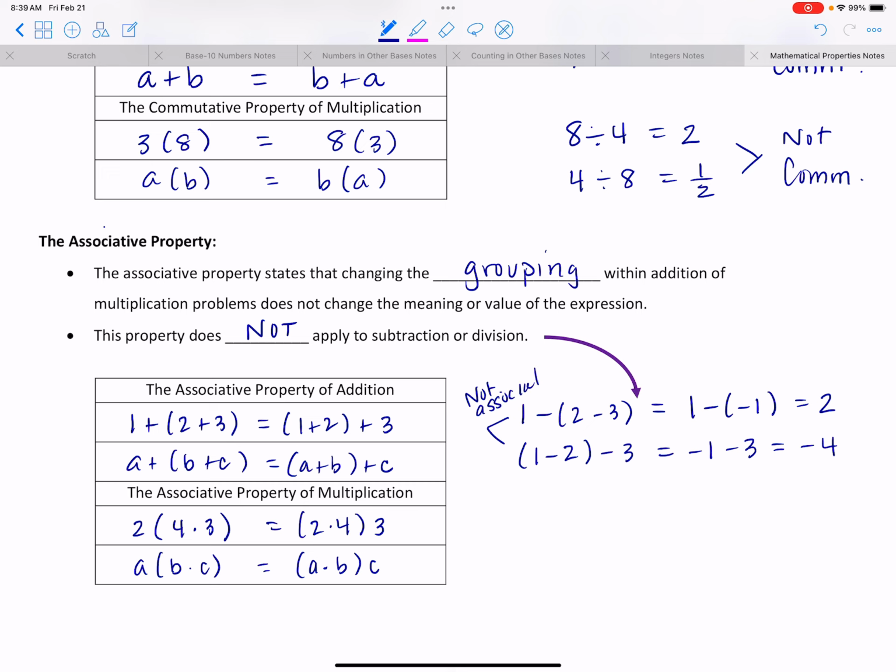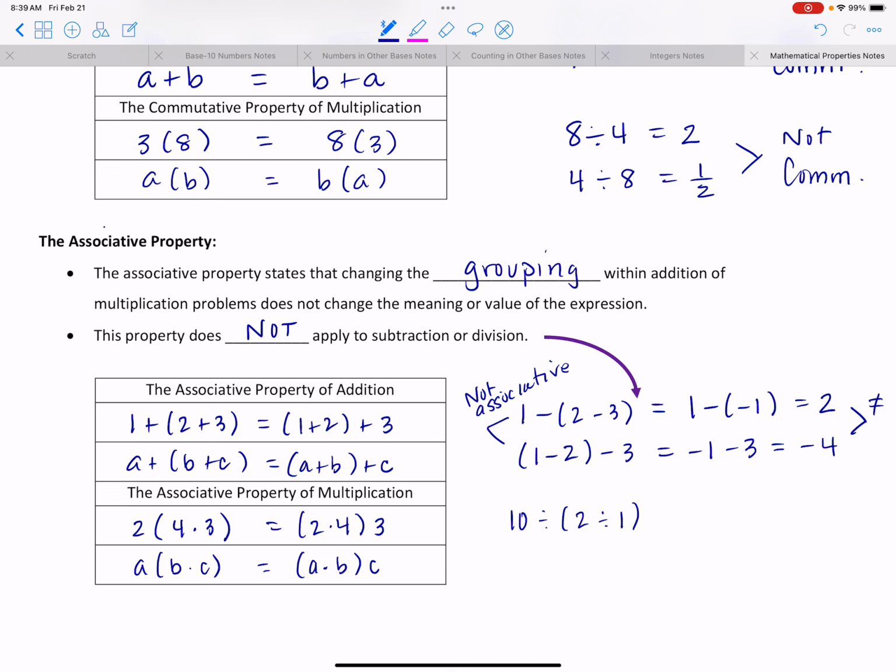And I better not abbreviate that one. Okay, not associative. We end up with two different things that are not the same. And then this is not going to apply for division either. So with a division problem, maybe we take, I don't know, 10 divided by 2 divided by 1.